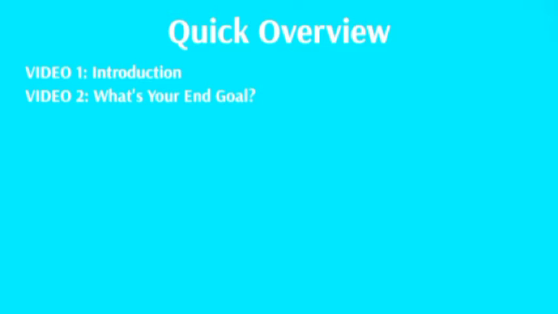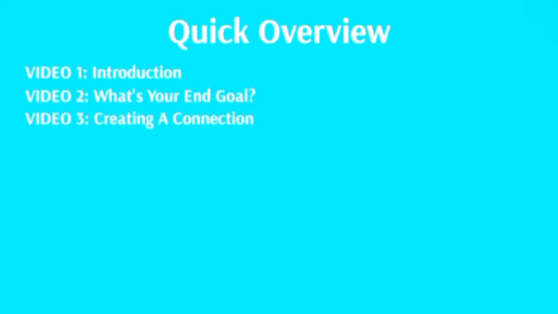So here's a quick overview of what's inside this video course so you know exactly what to expect. And that way, when you're able to piece everything together, you're going to be able to implement it at a faster rate. So obviously, this is video number one. Video number two, we're going to talk about what's your end goal. And the reason why this is important is because if you don't have an end goal, you don't know exactly what you're trying to achieve, then you're not going to be able to build the list correctly, right?